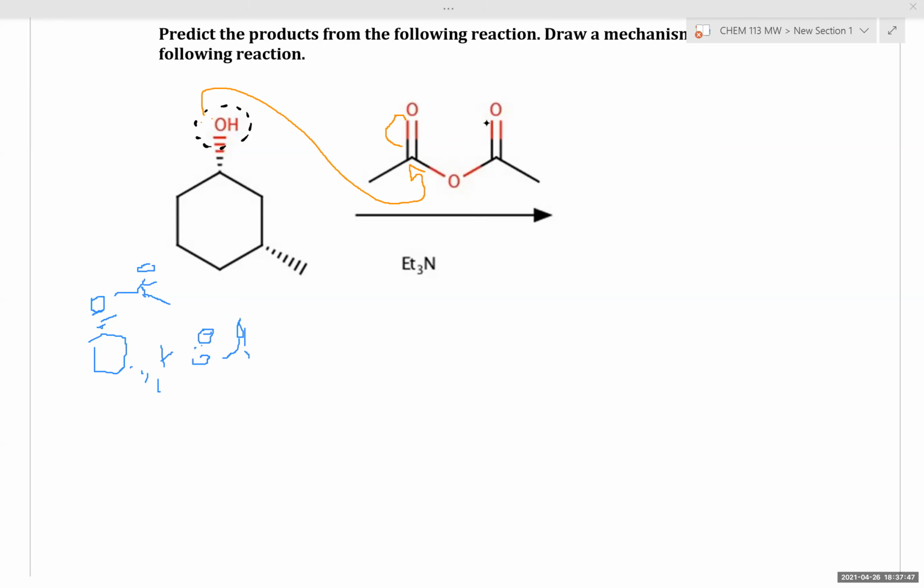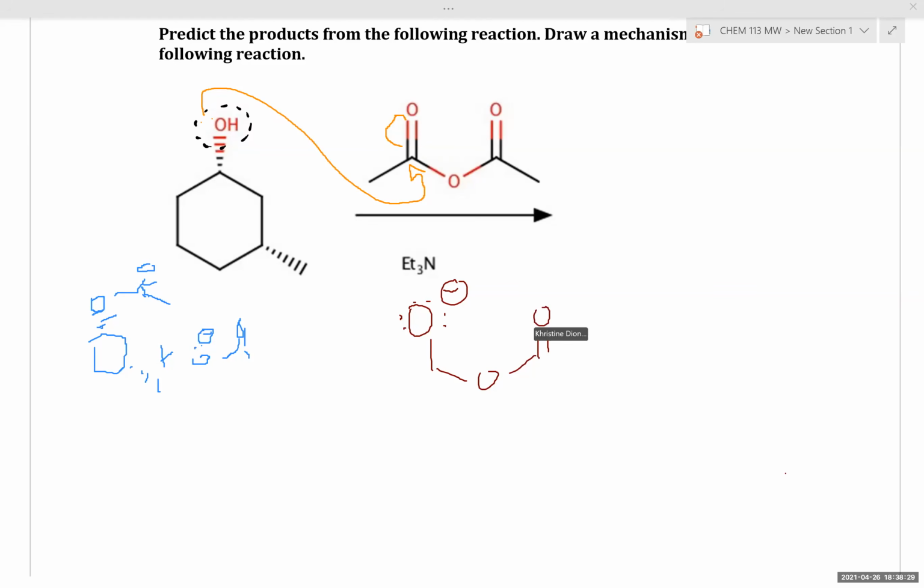So would anyone like to try to draw out the mechanism for this reaction? So we have the first step drawn where the alcohol attacks the carbonyl carbon. We have a student sharing their proposed mechanism in the chat. Let me check that one moment. And we have another student beginning to annotate.